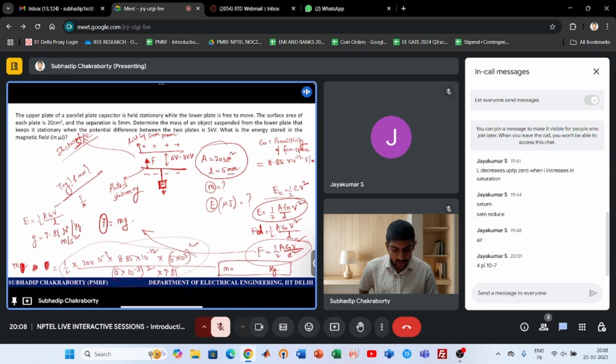So we have more topics to cover. So I am writing the answer for you. You can just check. 9.02 into 10 to the power minus 6 kg. So you can use 9.81 as the G value.